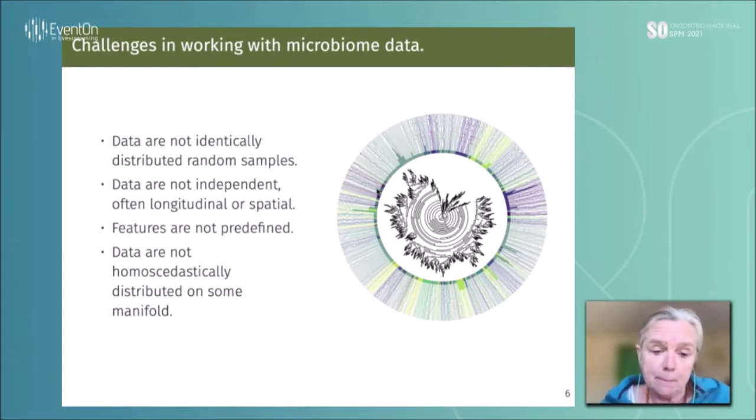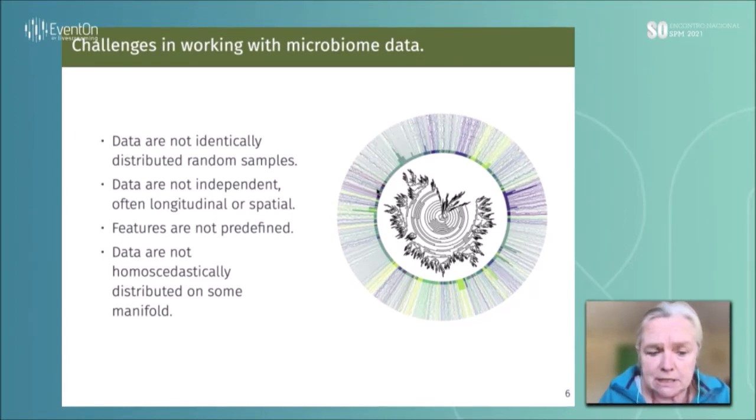At a micro level, in some sense, data are not homoscedastically distributed. That means that they're not distributed so that they have the same variance across a whole manifold. So we very often like to think that there's an underlying manifold which explains a latent biological phenomenon. And that might be a fitness landscape or an ecological landscape in which certain things are optimized.